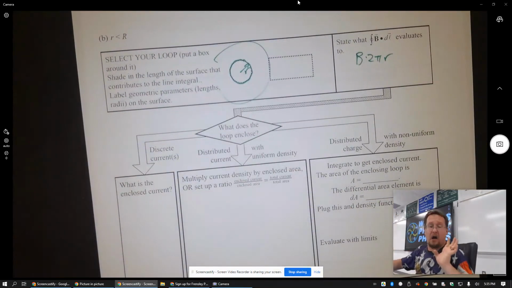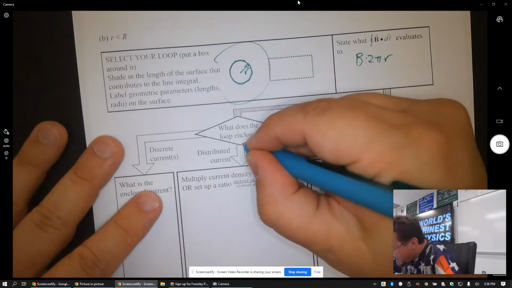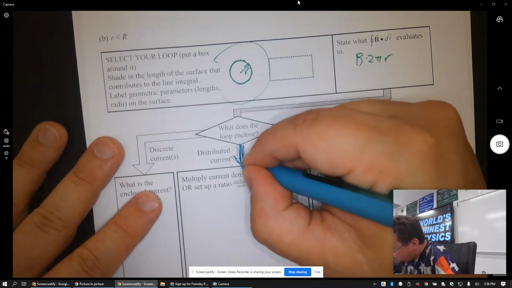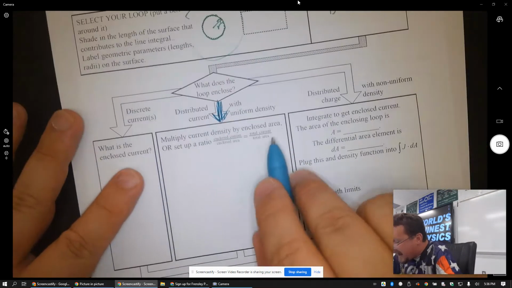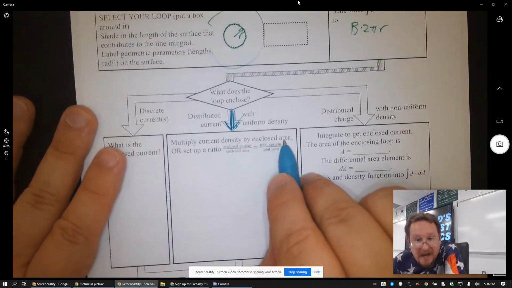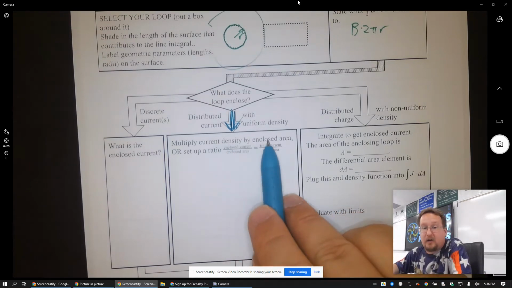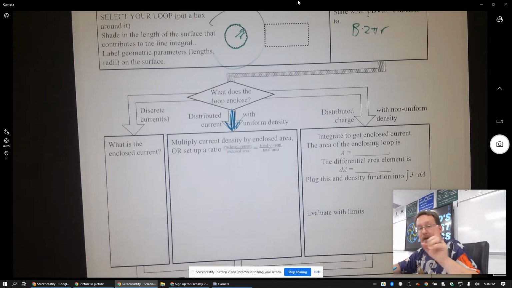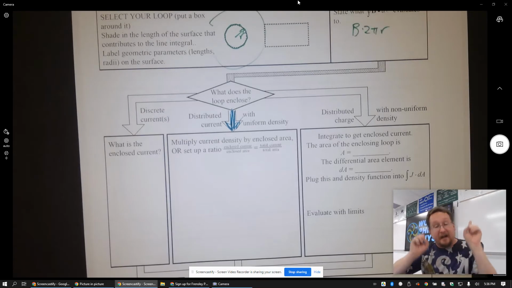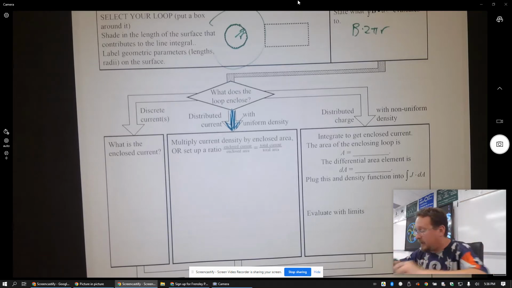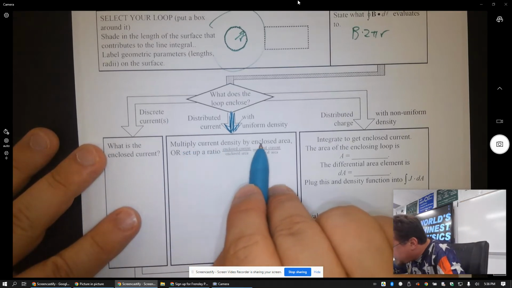Well, now it's different. Now it's a distributed current with uniform density. So it's not like Gauss's law was. In Gauss's law, it said multiply density by enclosed geometry because the geometry could have been a length, an area, or a volume. With current, it can only be an area. So multiply current density by enclosed area.